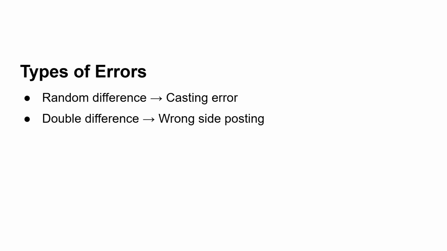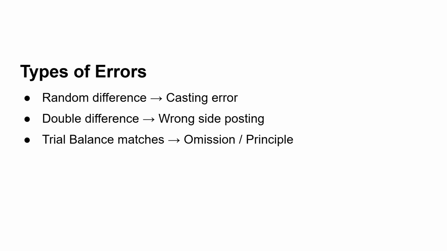So, in this video, we learned the types of errors. If a random difference, that is casting error, double difference, that is wrong side posting. If there is an error, even if the trial balance matches, then it is error of omission or error of principle. Use this difference as your guide. Difference itself gives you the clue.